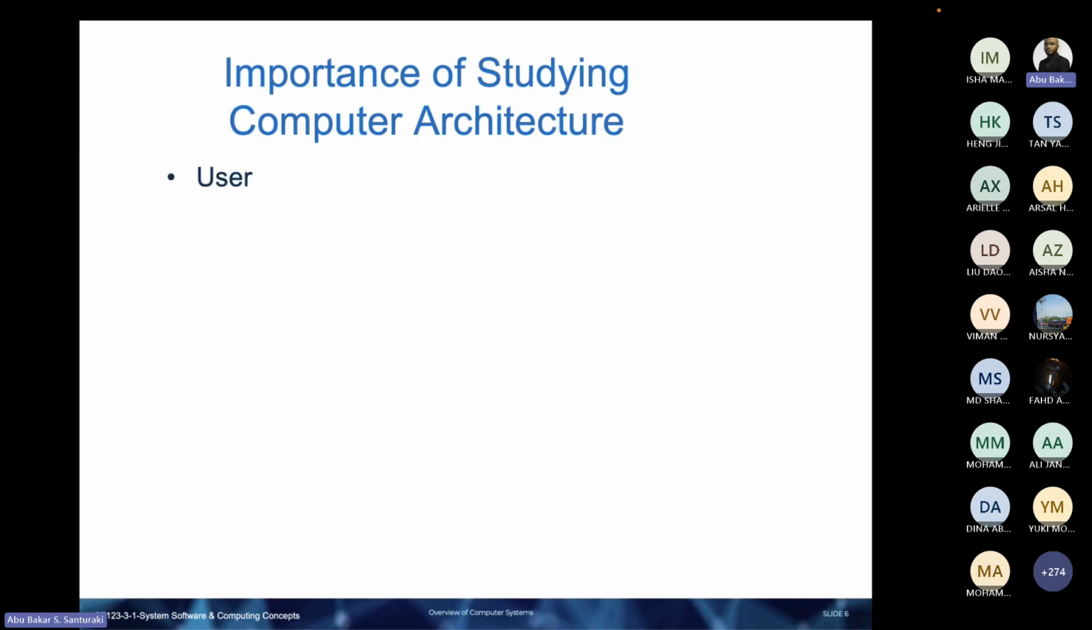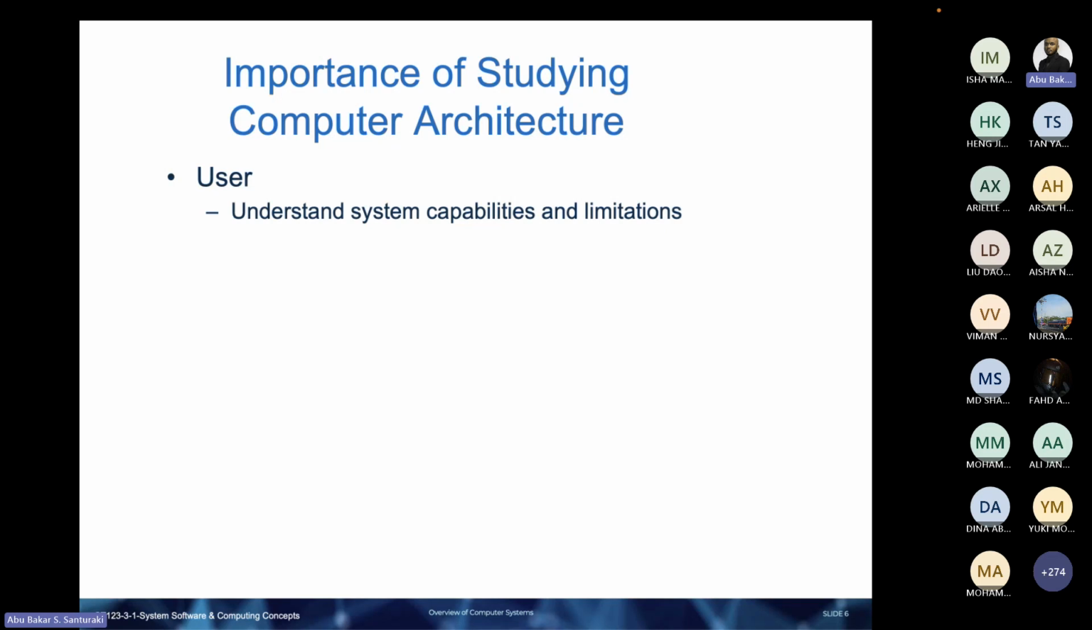So with regards to the importance of studying computer architecture as a user, what's a user? A user is a person such as you who buys a device for personal use. A regular user is very different from a power user, which is also different from some sort of professional that is buying the device for some job function. So we're going to look at a few examples.